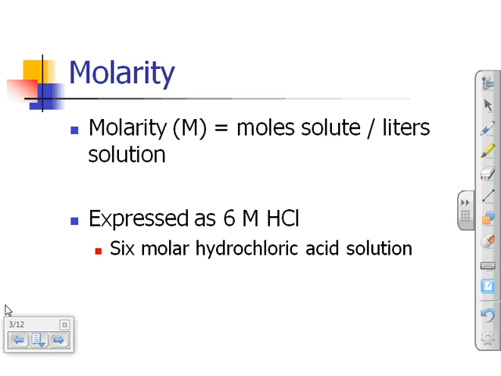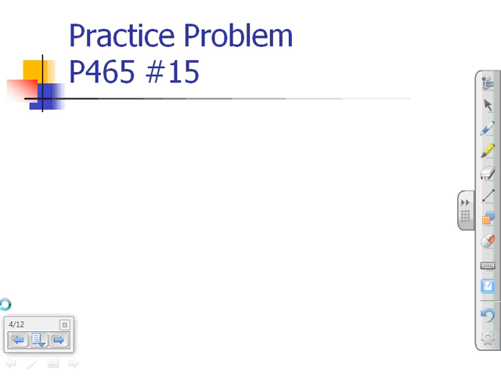When you have it written, it's going to look something like this, 6 M HCl, which represents a 6 molar hydrochloric acid solution. It just gives you the concentration. The larger the number, the more concentrated it is. Just like when you make Kool-Aid, the more sugar you put in, the more concentrated the sugar is, the sweeter it's going to be. Same thing with chemistry here.